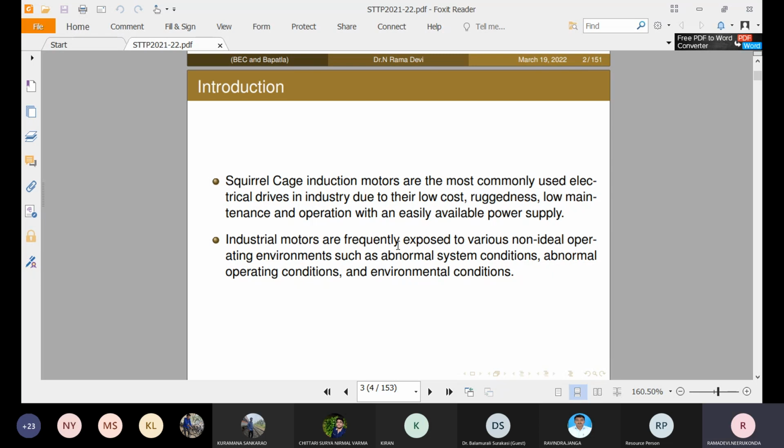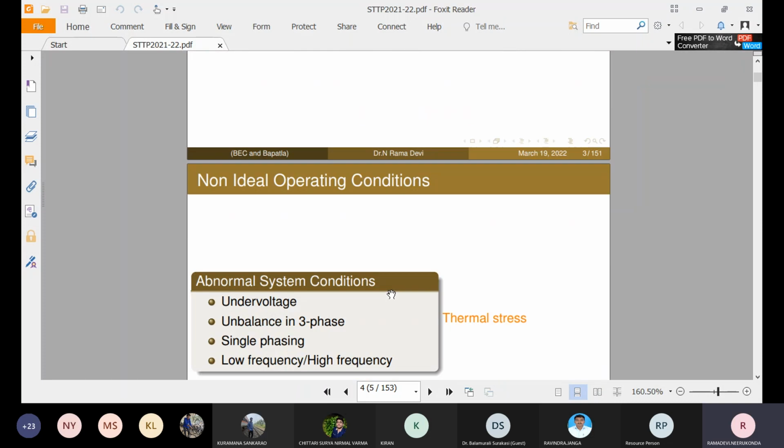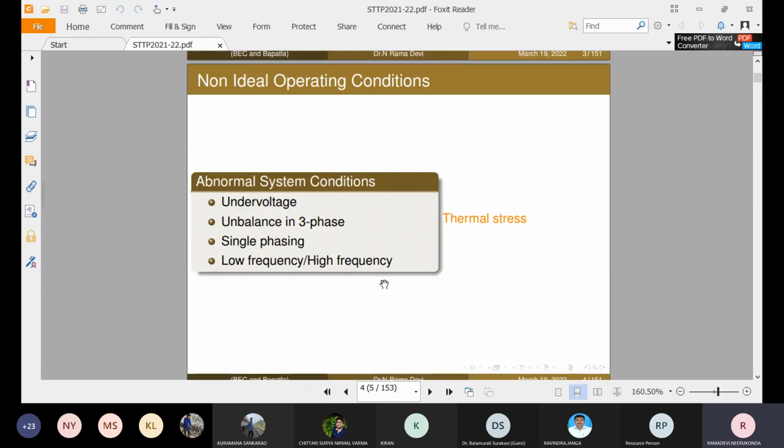Most of the times the industrial motors are exposed to various non-ideal operating conditions, due to abnormal operating conditions, system conditions and environmental conditions. Because of these conditions, the machine undergoes various stresses: thermal, electrical, and environmental stresses.